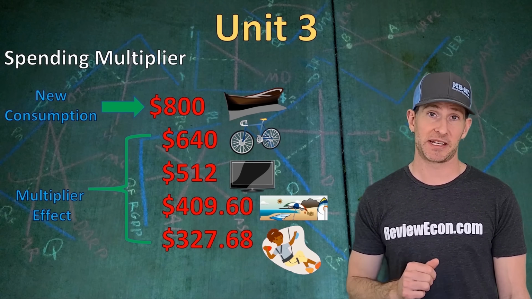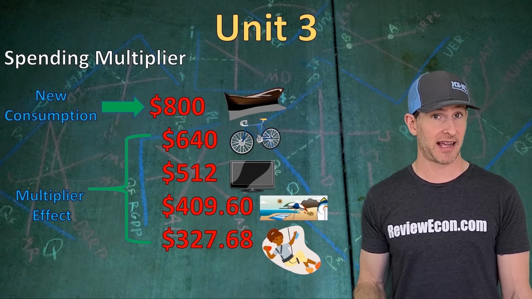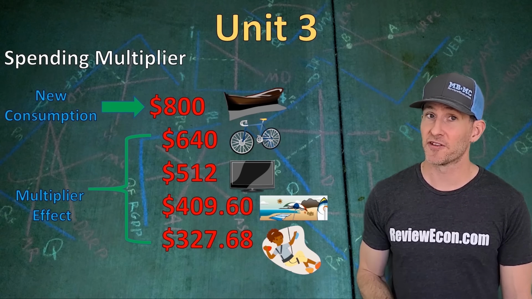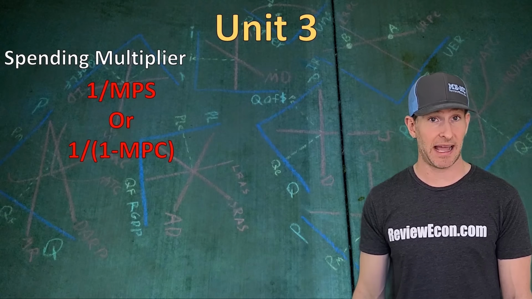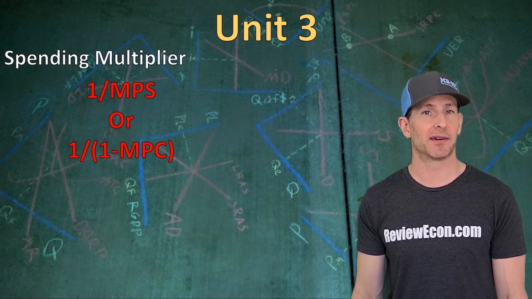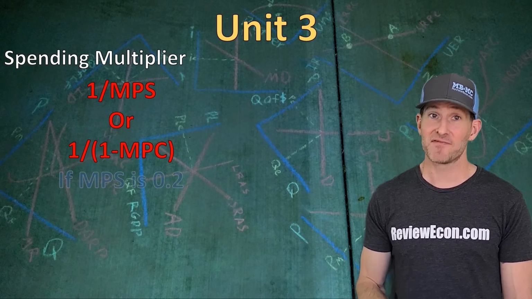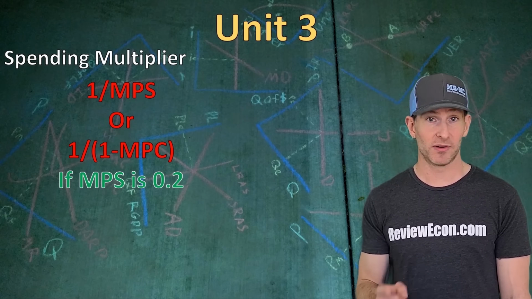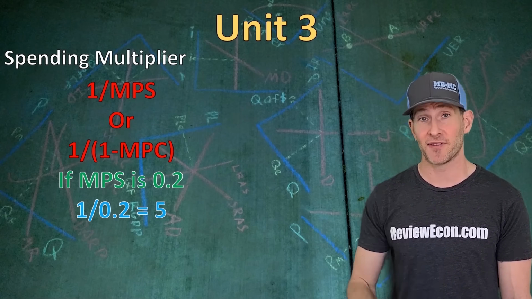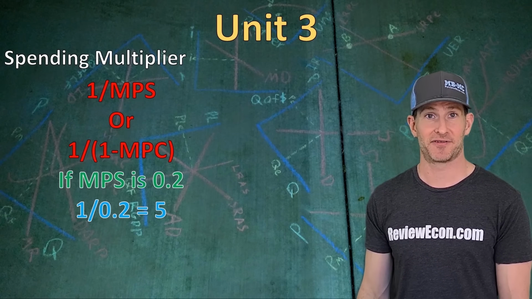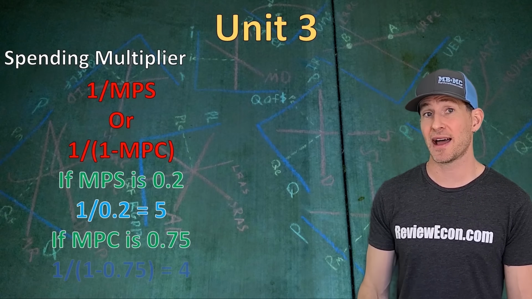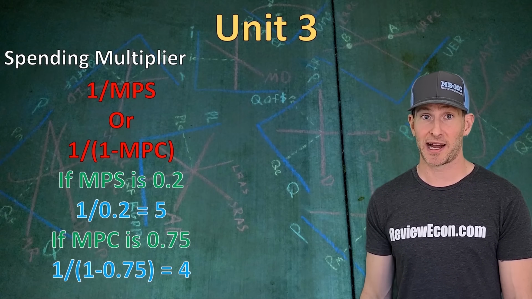How much more can be determined by using the marginal propensity to save and marginal propensity to consume to find the spending multiplier? The formula for that spending multiplier is 1 divided by the MPS, or 1 divided by 1 minus the MPC, which is the MPS. If I have a marginal propensity to save of 0.2, plug in the numbers and do the math, and that gives us a spending multiplier of 1 divided by 0.2, which is 5. If the marginal propensity to consume is 0.75, plug in the numbers and do the math, and that gives us a spending multiplier of 4.